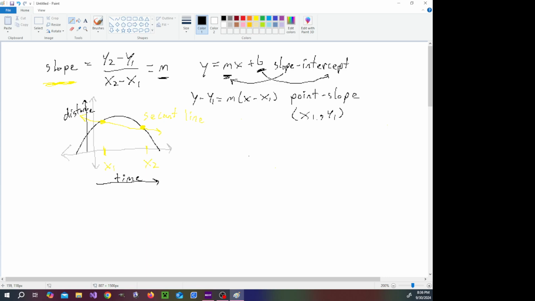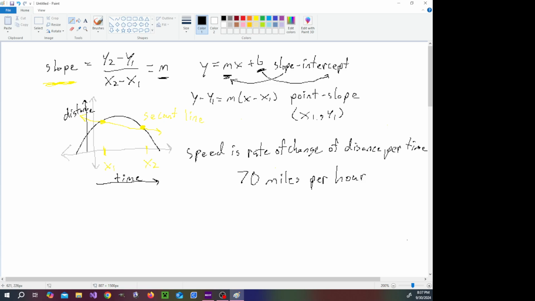So a really normal conversation to have about rates of change is speed, right? Our speed is the rate of change of distance per time, right? We say 70 miles per hour, something like that.